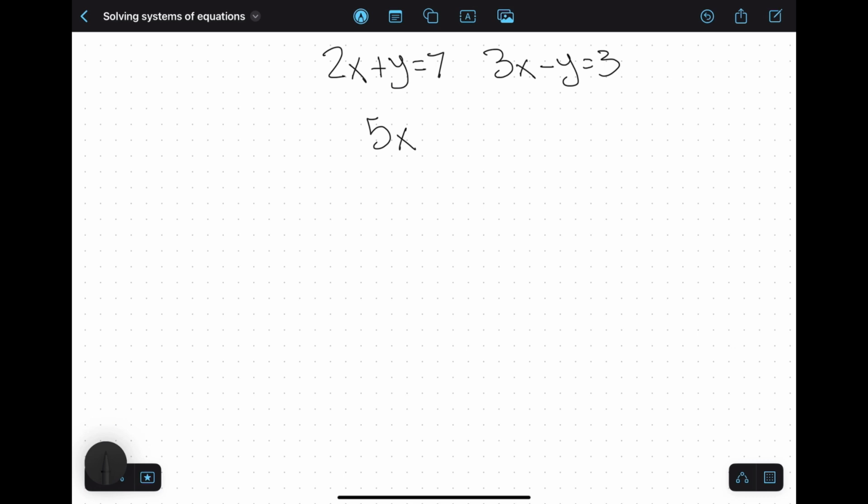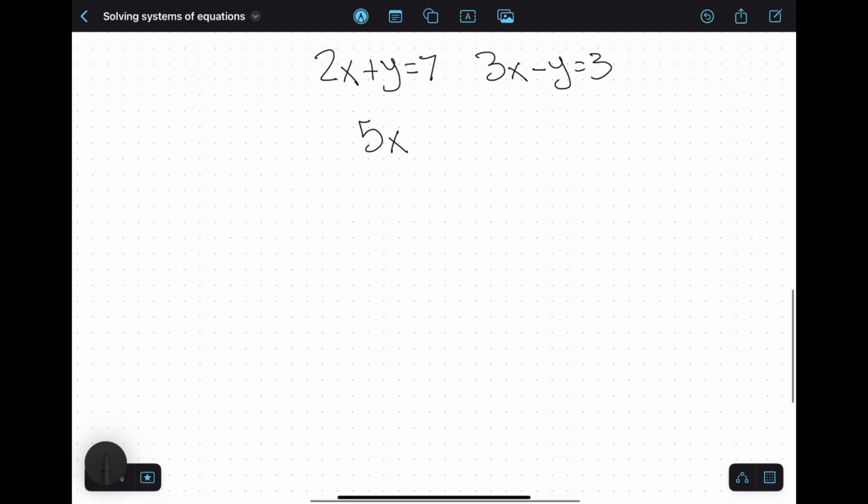5x, because you add 2x plus 3x. You add the y's, which cancel out because one is positive y and one is negative y. So that will equal out to 0. And then 7 plus 3 is equal to 10. So 5x plus 0 is equal to 10.